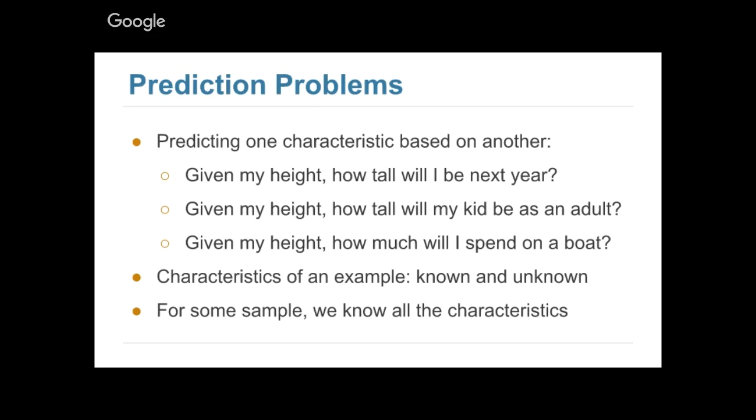The only way we can make good predictions is if our two characteristics are correlated. Correlation in this case refers to an association. If there's no relationship between my current height and how tall I'll be next year, I will never be able to predict how tall I'll be next year given my current height. If there's no relationship between my height and how tall my kid will be as an adult, there's no way for me to predict how tall my kid will be given my height because there's no relationship at all. So prediction makes this basic assumption that I need my two variables to be correlated or associated with each other. And because of that, I can make predictions.